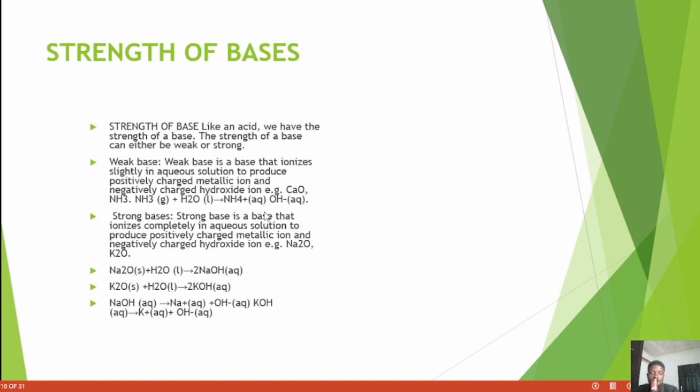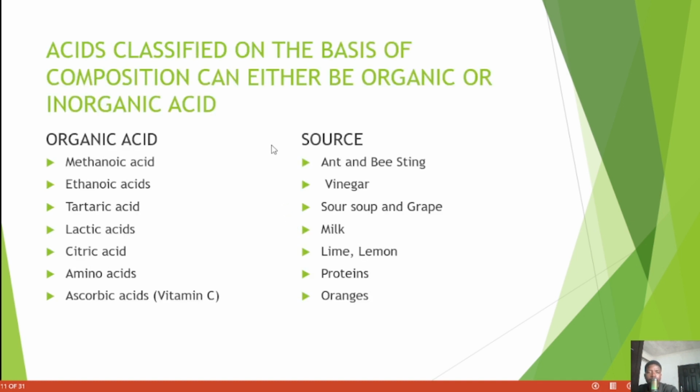Then your strong bases include those that dissociate completely, and those that dissociate completely are your sodium and potassium oxides and hydroxides. So have that in mind, that your strong bases include your oxides and hydroxides of sodium and potassium. Okay, the next classification we are going to talk about is the classification based on composition.